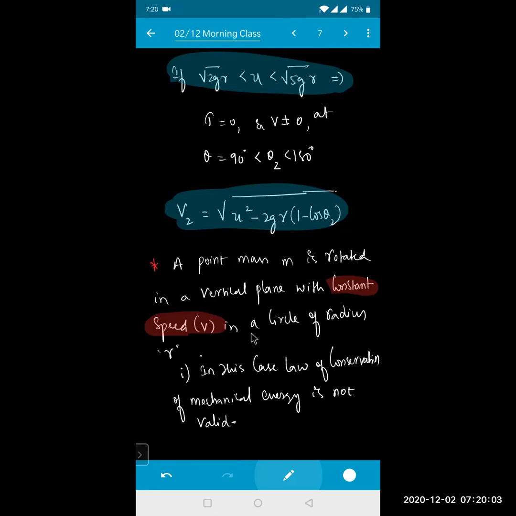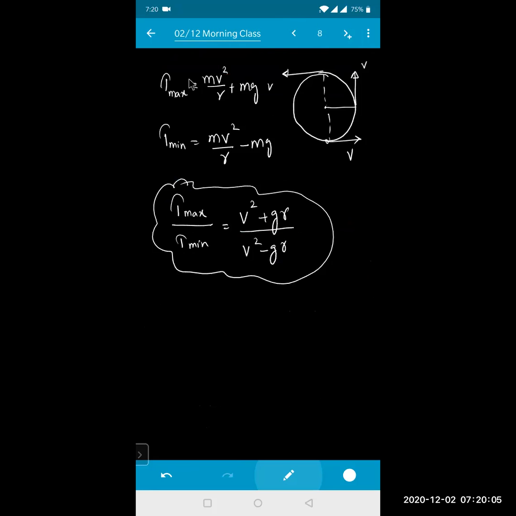So in this case, the law of conservation of mechanical energy is not valid, and this is your second case. In the second case, the ratio of T max by T minimum is v square plus g r divided by v square minus g r. And point number 3, the difference in maximum and minimum tensions.